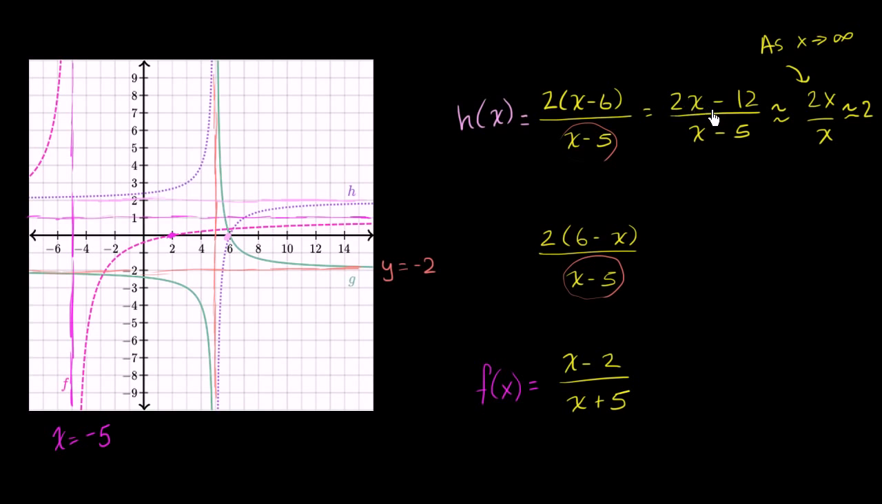As x gets really, really large, subtracting the 12 in the numerator and subtracting the 5 in the denominator are going to matter less and less. We want to look at the highest degree terms. It's going to approach 2x over x, which is 2. And that we see for h.